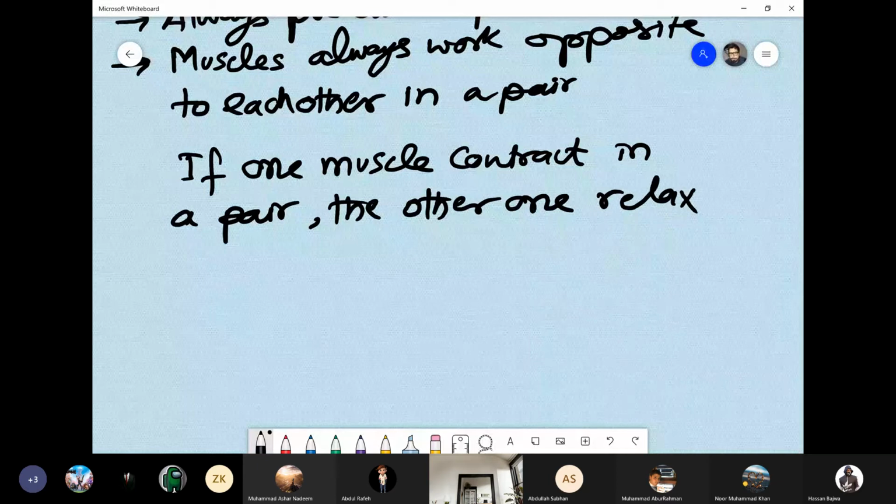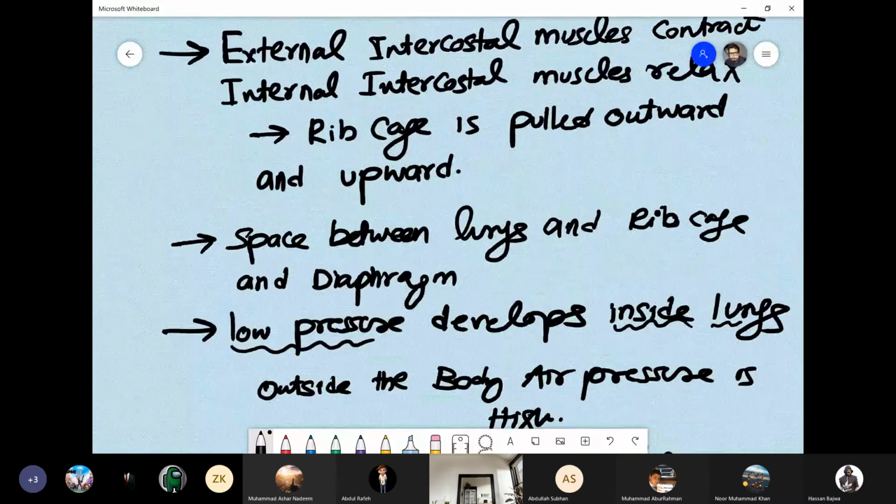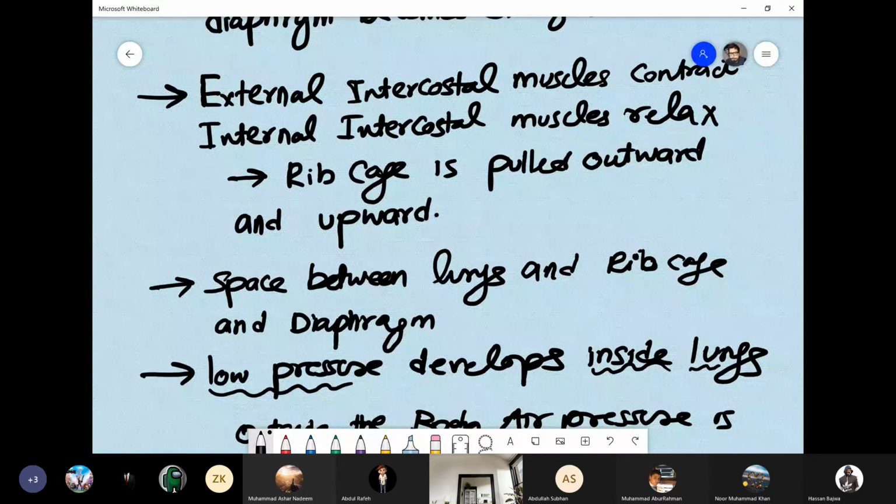Now, look here. What did I tell you guys? That the external intercostal muscle contracts and the internal intercostal muscles relax. So there is a pair of muscles, external intercostal and internal intercostal. Right, boys? And when the external intercostal muscle contracts, the internal intercostal muscle relaxes. So it means that they both are working opposite to each other. All right, boys? Understood, boys? Yes, sir.